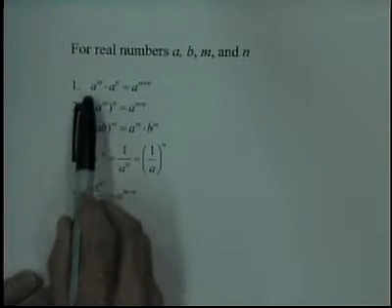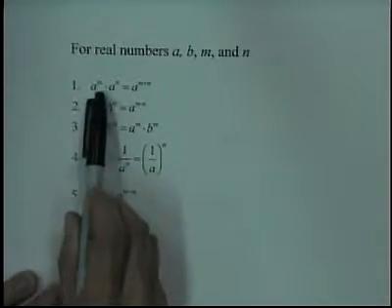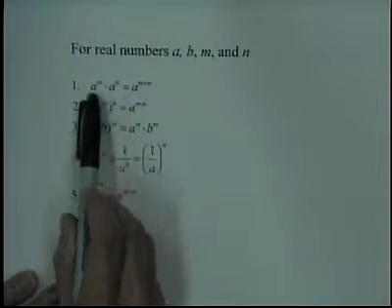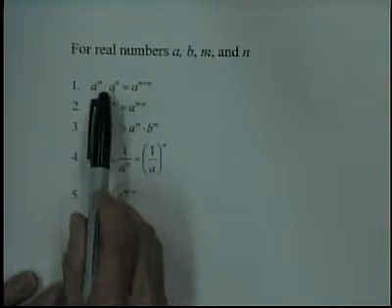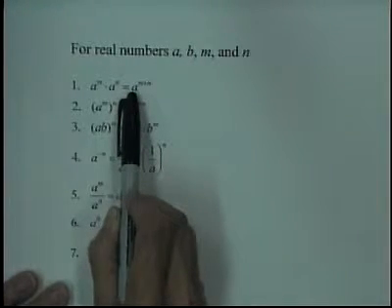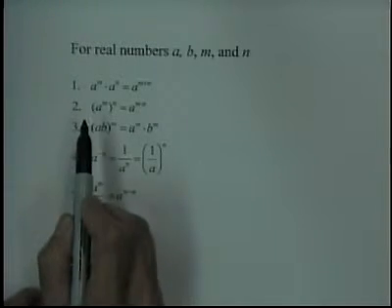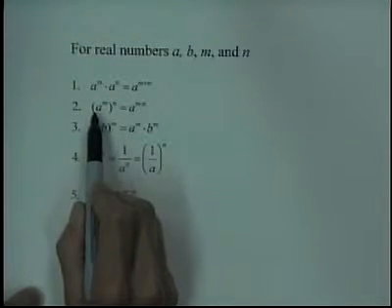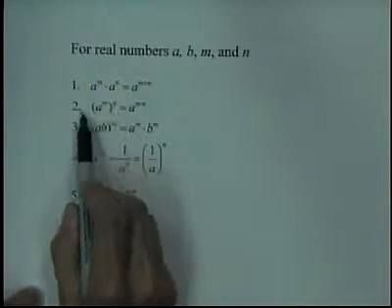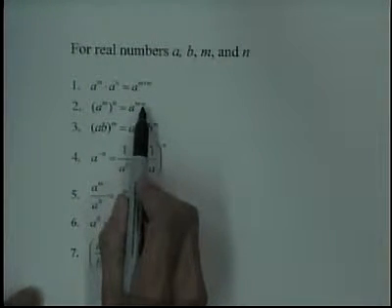The first property shows a to the m times a to the n. When you multiply terms where the bases are the same, to multiply them, add the exponents and attach that sum to the base. The second rule says if you have a base with an exponent and you raise that to a power, what you do is multiply the powers.